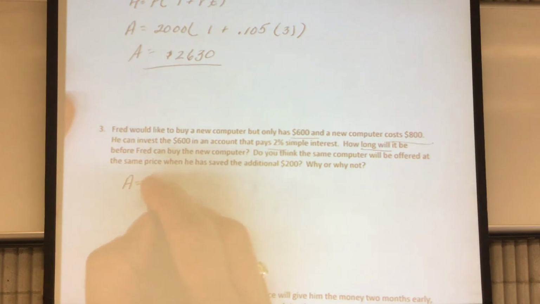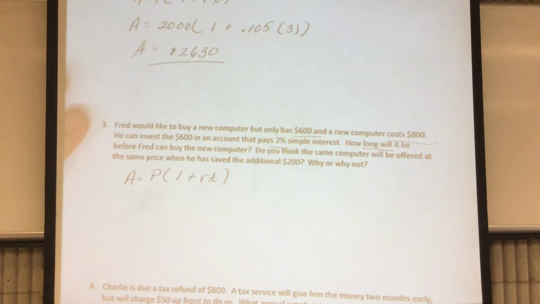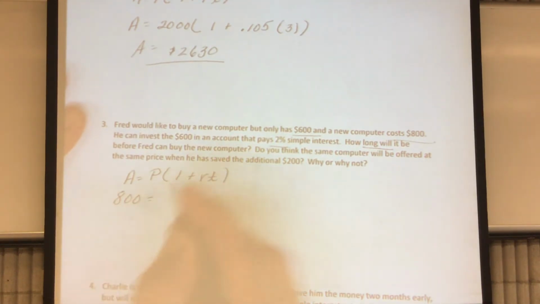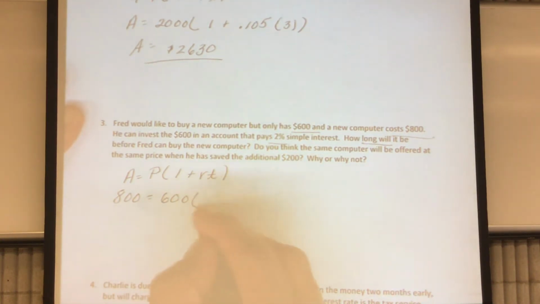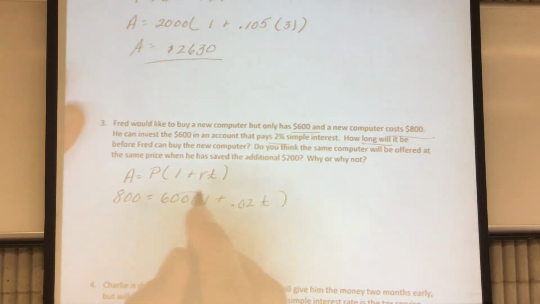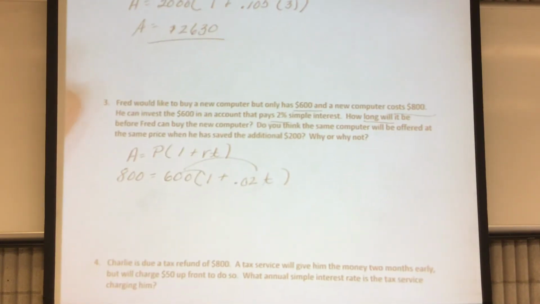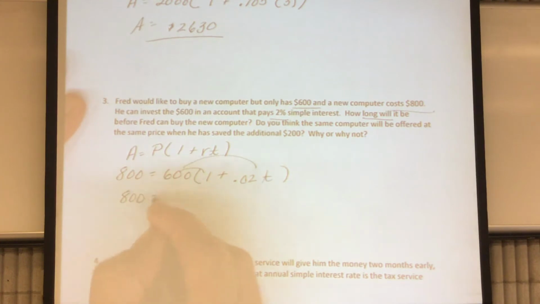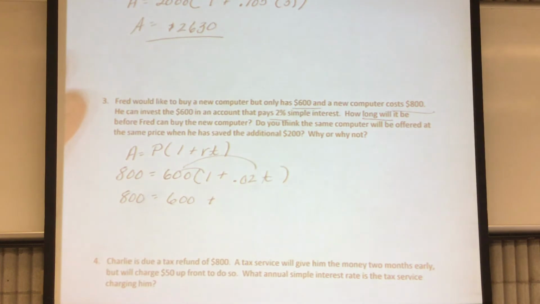The amount due is equal to P times 1 plus RT. So the amount due is $800. That is what the computer will cost, is equal to the present value, which is what he only has, times 1 plus the rate, 0.02 times the time. So now we're going to use the distributive property here to solve. So 800 is equal to 600 plus 600 times 0.02 is 12t.